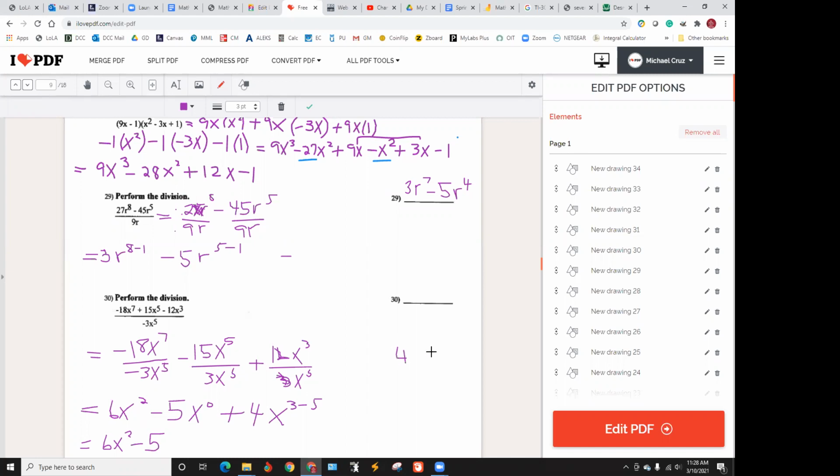Now, what this means is here, I'm just going to show you. 4x to the negative 2. So that means that the negative exponent goes to the denominator because it's the reciprocal. They're going to always want you to write in simplified form. All right, so any questions?